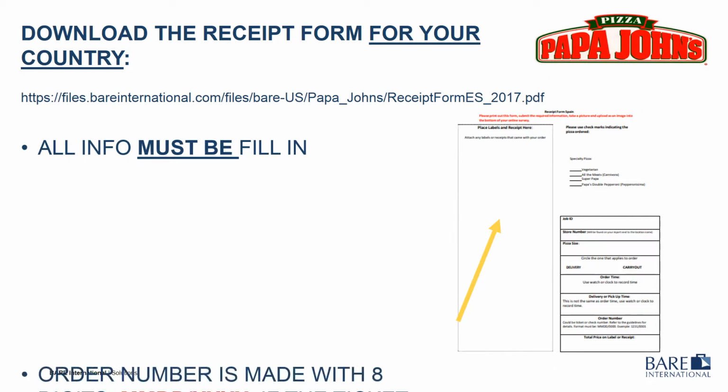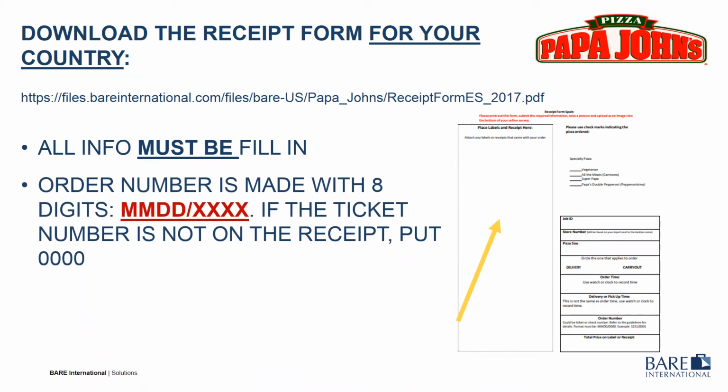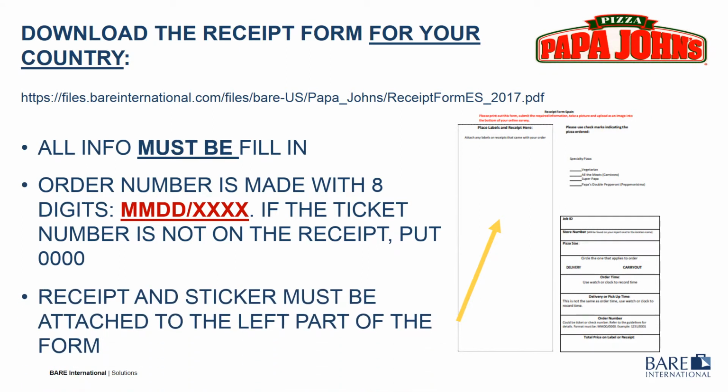You will also be asked for the order number. This number is made of 8 digits. The first 4 are the month and the current year. The other 4 are the ticket number on the receipt you received. If you don't have it or there is no ticket number, you can put 0000 for zeros. Attach the receipt and the stickers on the left empty part of the form.